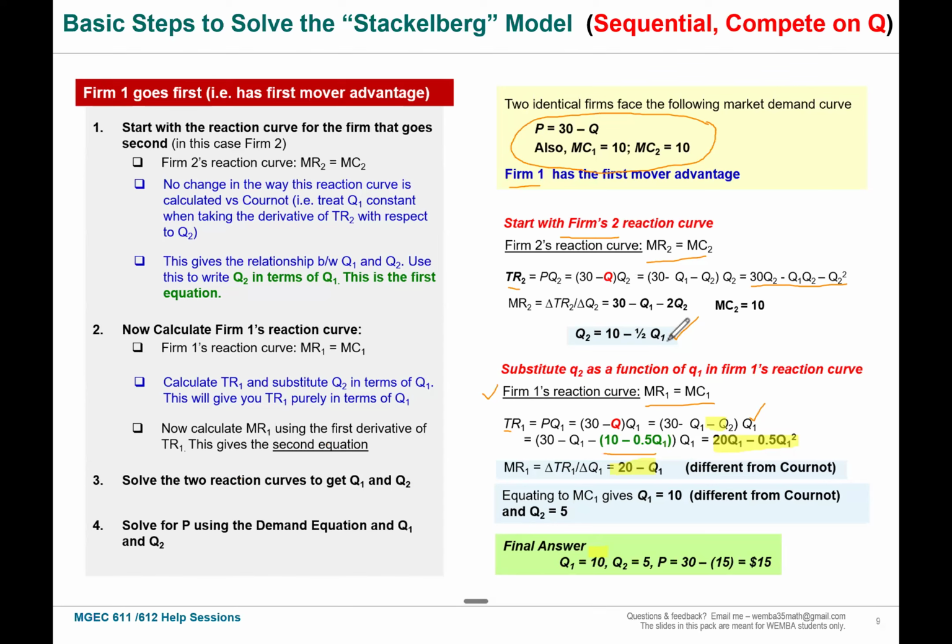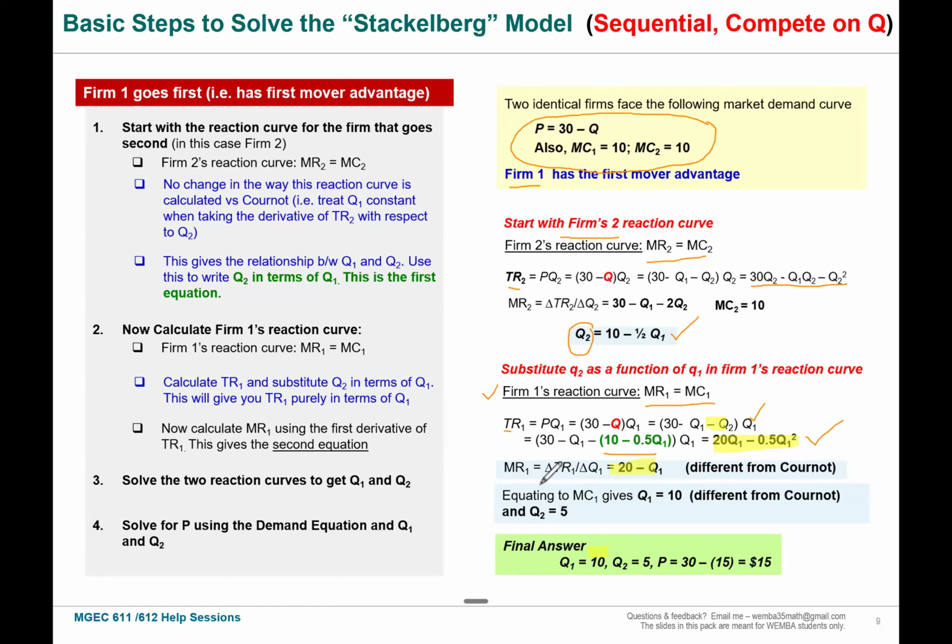And the reason you do that is because firm 1 goes first. It knows what the reaction curve for firm 2 would be. It knows how much firm 2 will produce because firm 1 is setting Q1. So firm 2 will look at Q1 and produce Q2 according to firm 2's reaction curve. So in firm 1, when they are calculating their revenue, they can write down Q2 as a function of Q1 from the reaction curve of the second firm. So now when you expand it, you have the total revenue of firm 1 in terms of Q1 only, because Q2 depends on Q1.